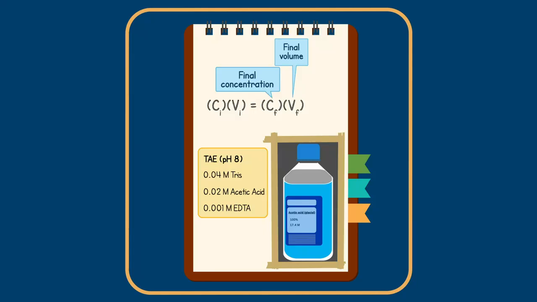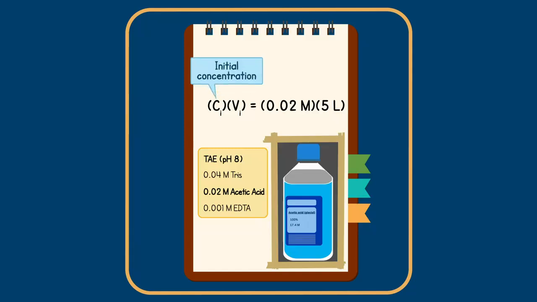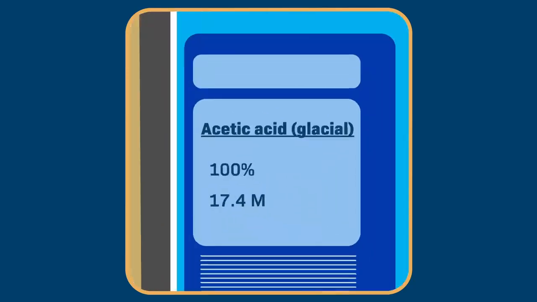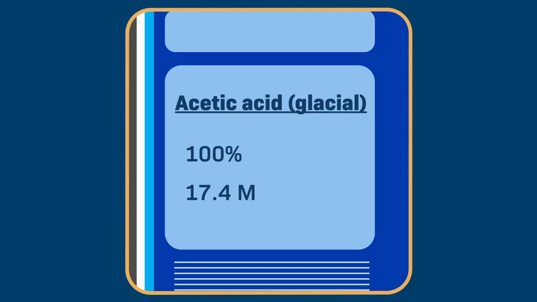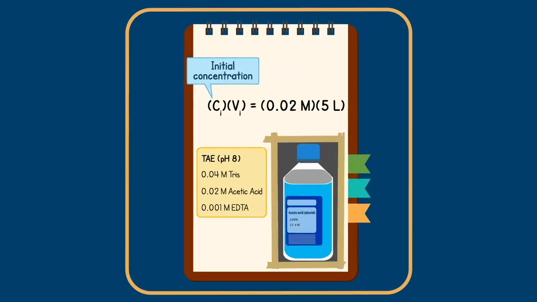Our TAE recipe calls for 0.02 molar acetic acid, so we'll go ahead and pop that in for our CF value, and we want 5 liters of it, so that will be our final volume value. Next, we need to write in a value for CI, the initial concentration of the concentrated acetic acid stock solution we have in the lab. A common form of concentrated acetic acid is glacial acetic acid, which is 100% acetic acid and 17.4 molar. We can write this value in as our CI.